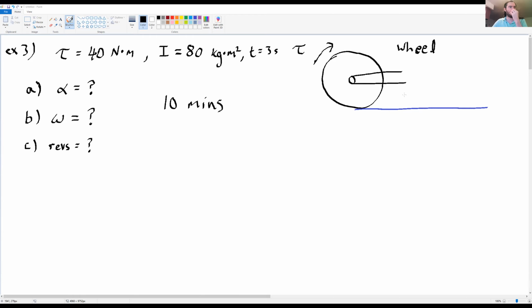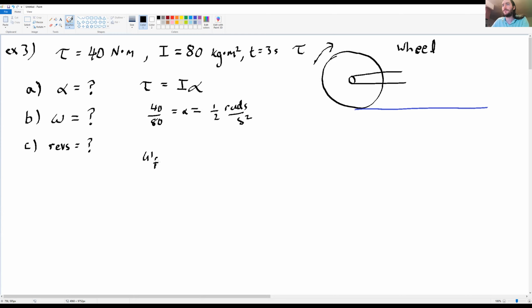Okay, we're back. Let's take a look here. So to get alpha, apply that equation that we just kind of introduced. That torque is moment of inertia times angular acceleration. It's like F equals ma for rotation. So we've got 40 over 80 for alpha, which is half a radian per second squared. So 0.5 is fine.